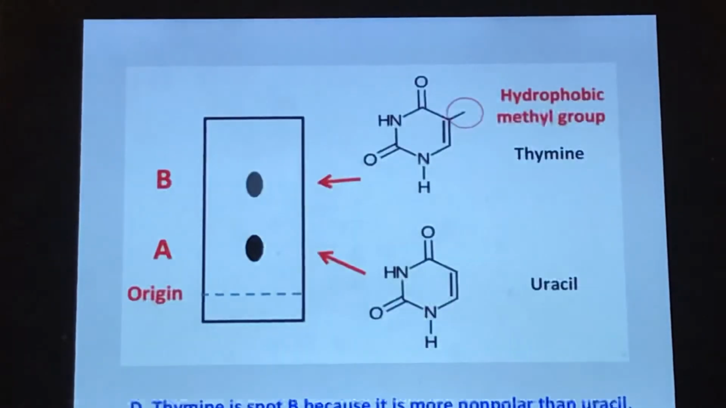So what about thymine and uracil? Well, you remember that thymine has that extra methyl group, and that's the key distinction between the two molecules. Therefore, that methyl group is hydrophobic, and you could expect that thymine is going to be molecule B.